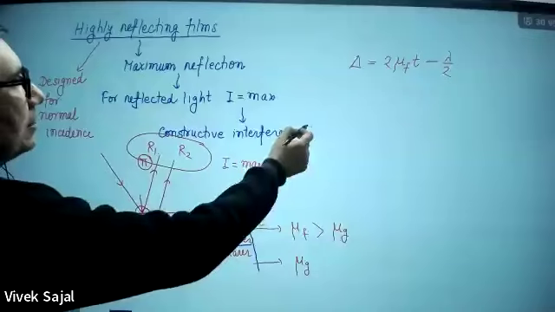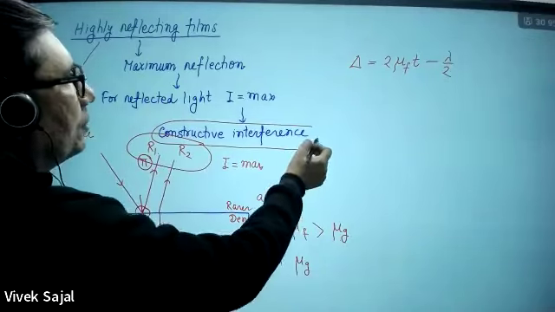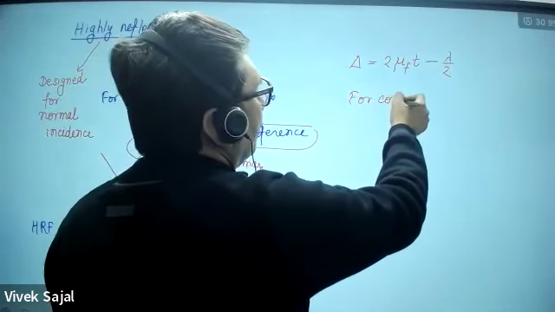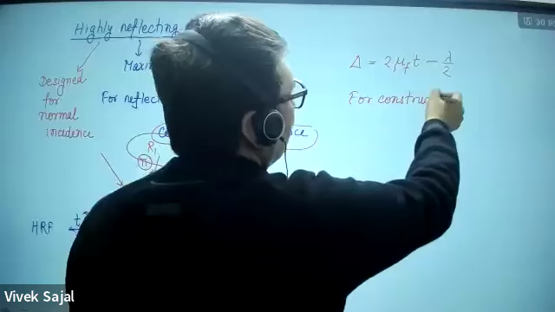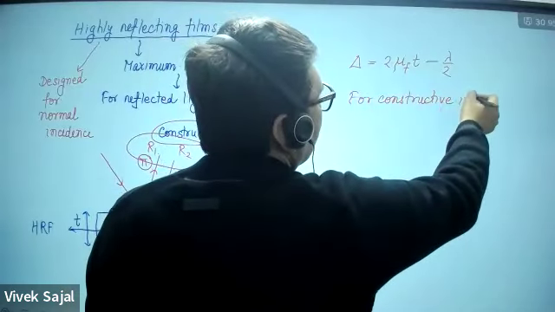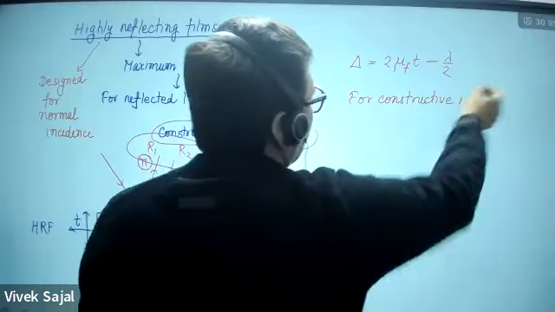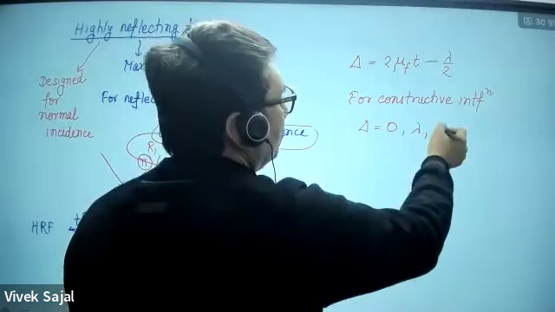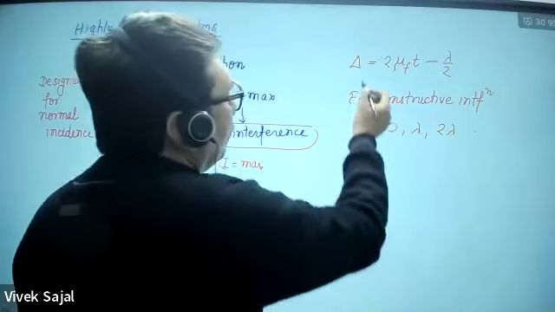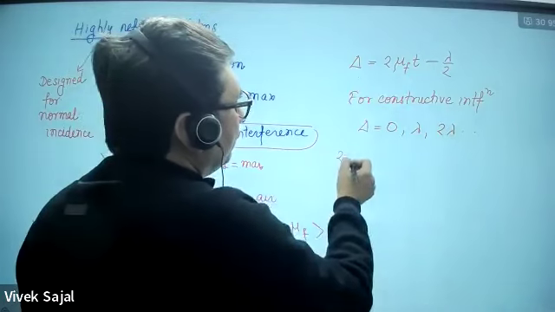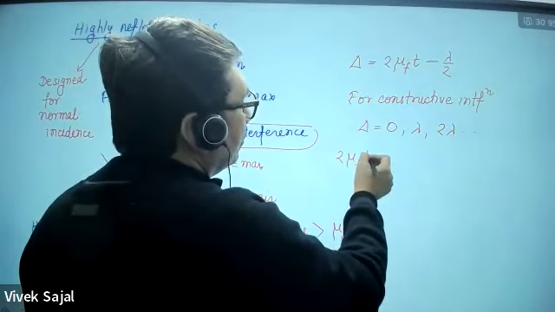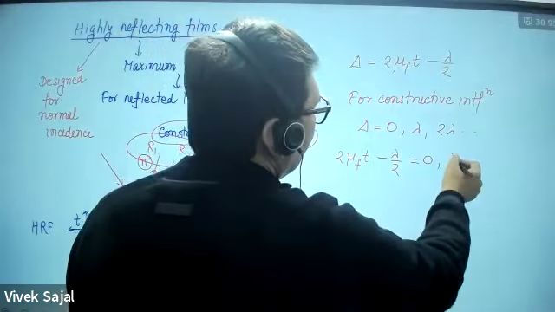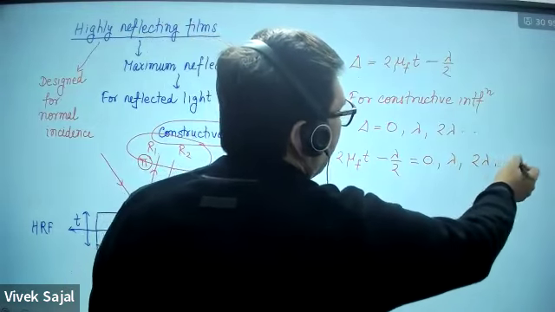So what you should have is constructive interference. This is your objective. For constructive interference, this delta should be 0. It may be lambda, 2 lambda, like this. So this will be 2 mu f t minus lambda by 2. It should be 0. It may be lambda. It may be 2 lambda like this.